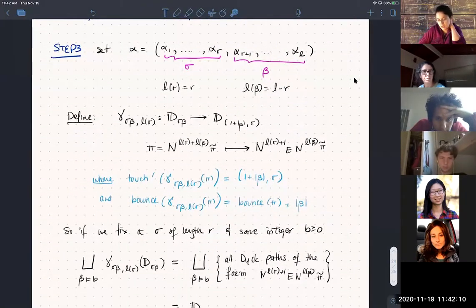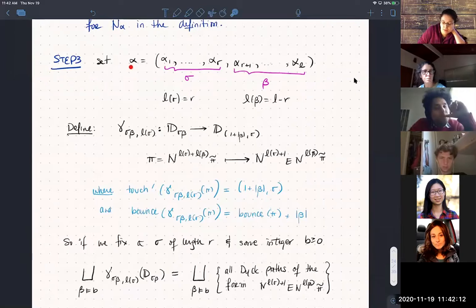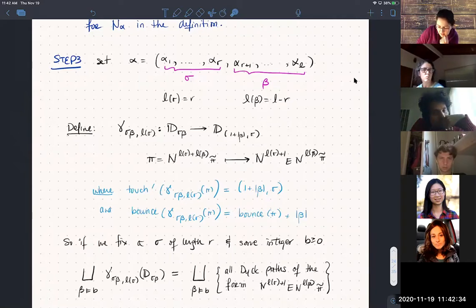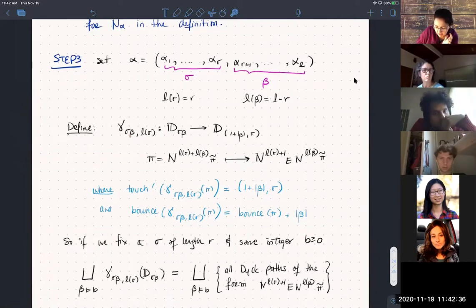So step 3 is, remember that alpha was a weak composition of length L. So we're going to partition it. We're going to separate it into 2 compositions. We're going to label the first R of them by sigma and the last L minus R by beta. And then we're going to define this new function that is going to go from dict paths. It's going to be indexed by sigma and beta.